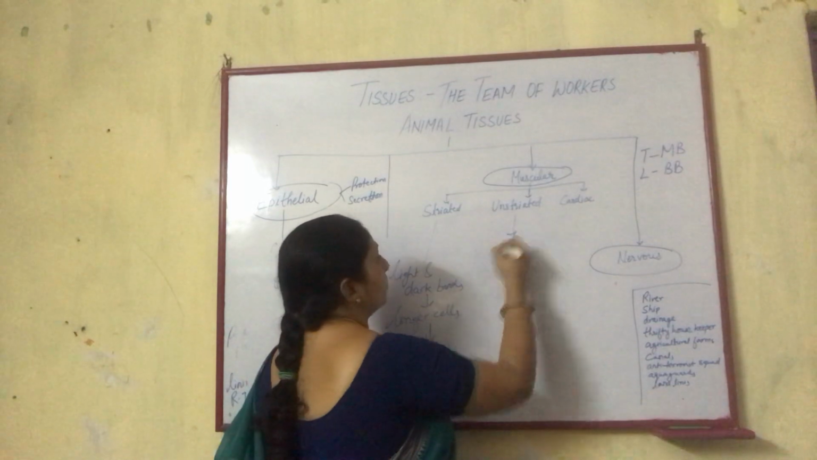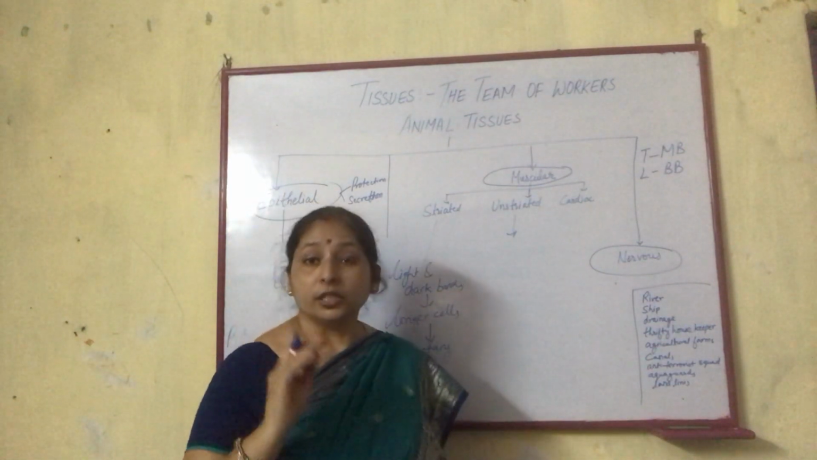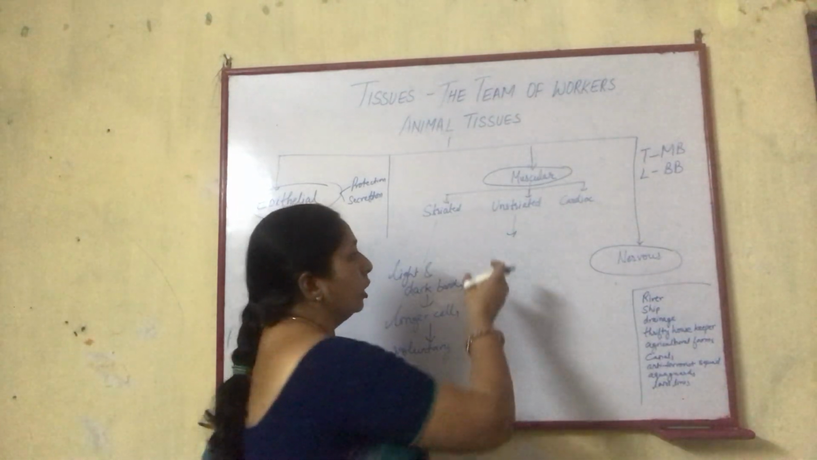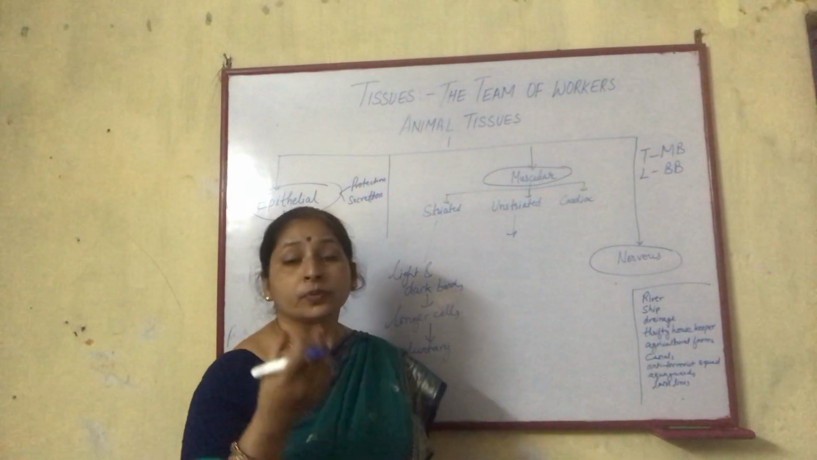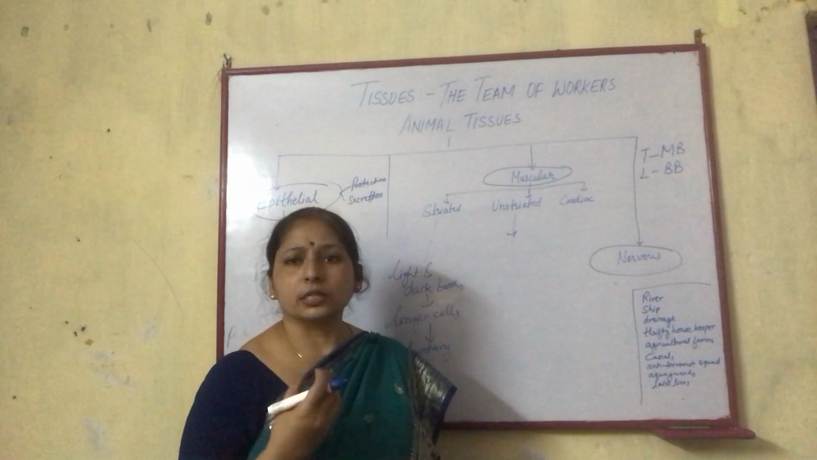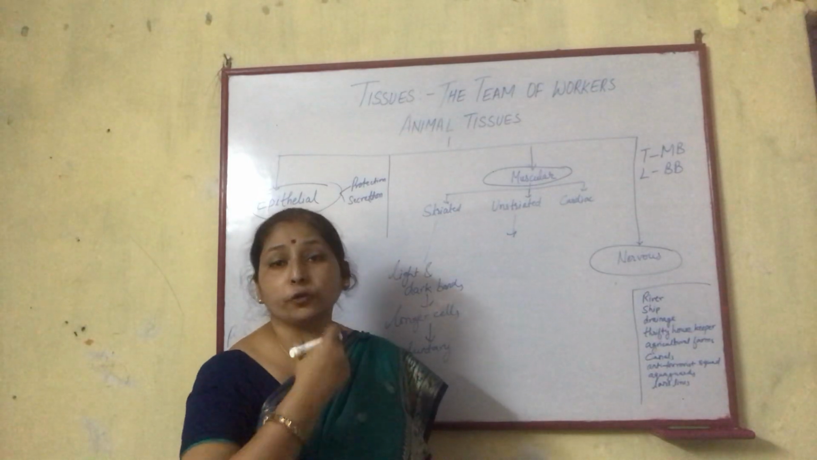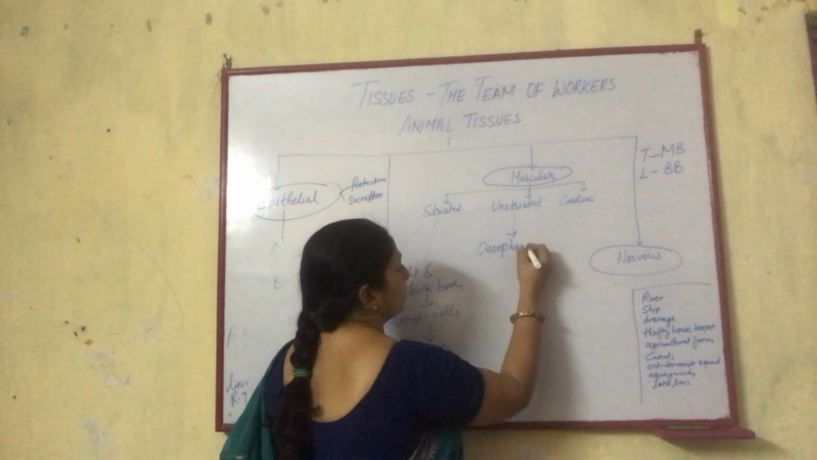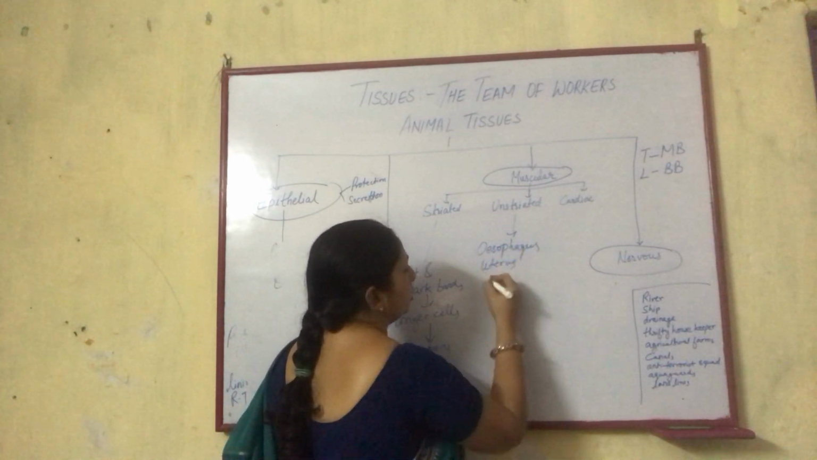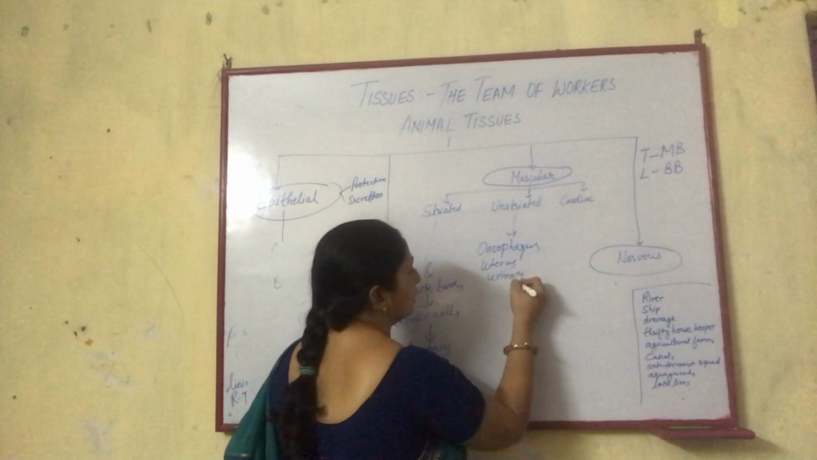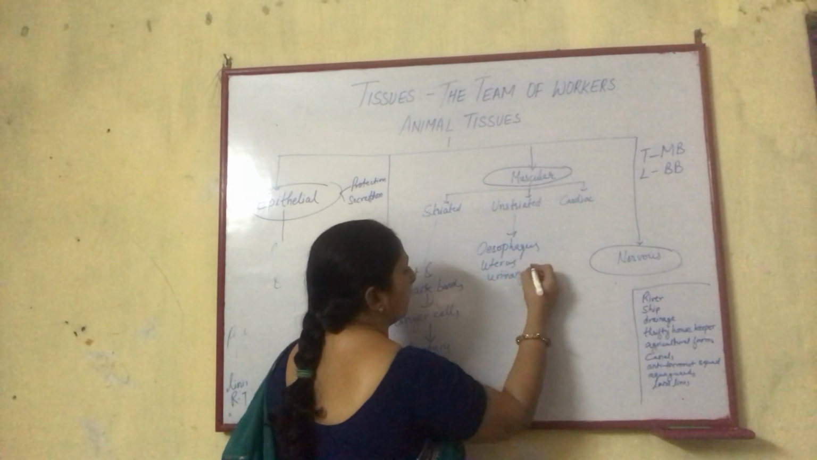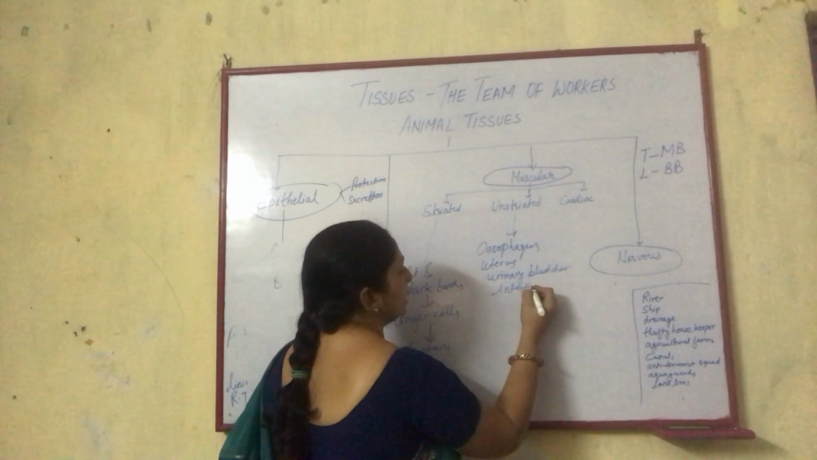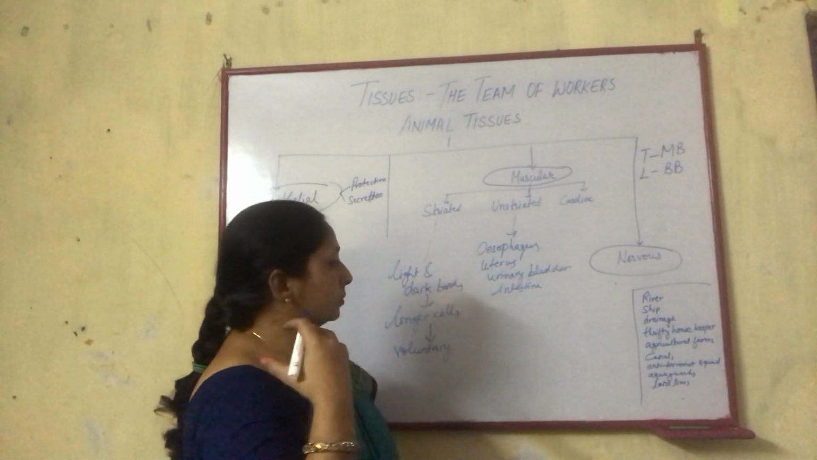Then unstriated. Unstriated muscles are present in the regions which are involuntary, which is not in our control, and the regions where the contraction process occurs, like in the esophagus lining, esophagus, uterus, urinary bladder, intestine, all these areas, or in the iris.